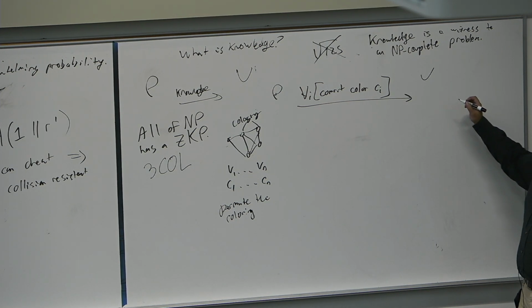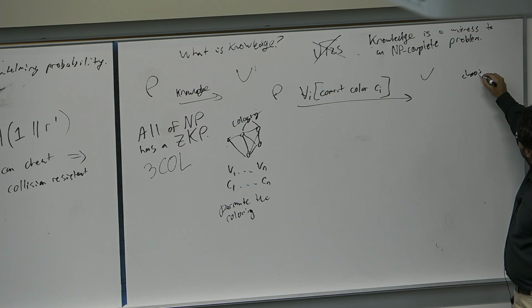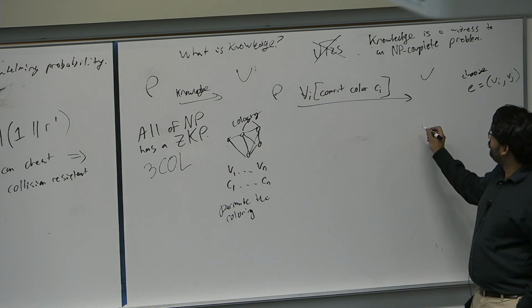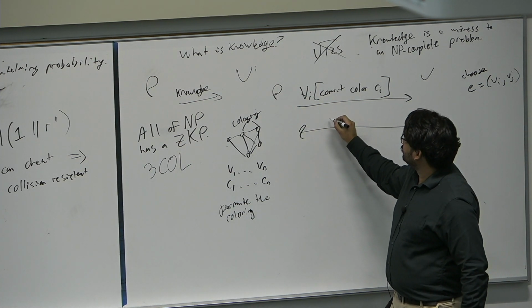Now, V is going to choose randomly some edge E equal to (Vi, Vj), okay? The verifier is going to ask the prover about this.